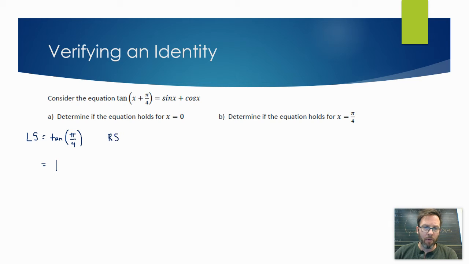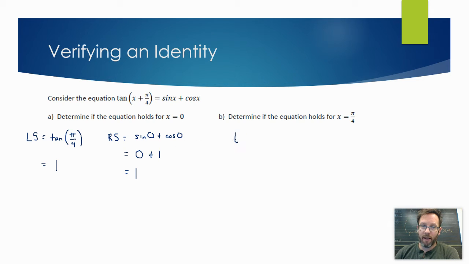How about the right side? We have the sine of 0 plus the cosine of 0. Sine of 0 is 0. Cosine 0 is 1. It equals 1. That's not enough to say that the equation is true for all values of x. We only showed it was true for 0. Let's see if it holds true for pi by 4.